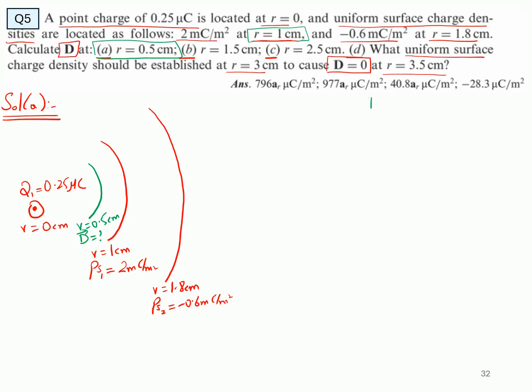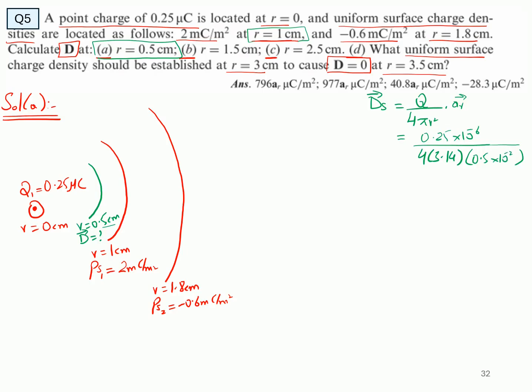So in order to find the value, let me come over here. This is the first part. We know that for a point charge distribution, the electric flux density is equal to the charge divided by 4 pi r square along the unit vector a r. The charge is 0.25 microcoulomb, so 10 raised to power minus 6, divided by 4 into 3.14. Now r square: r is 0.5 centimeters, so I can write it in meters.